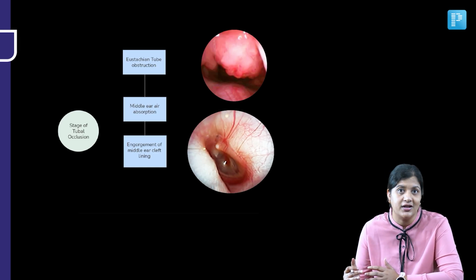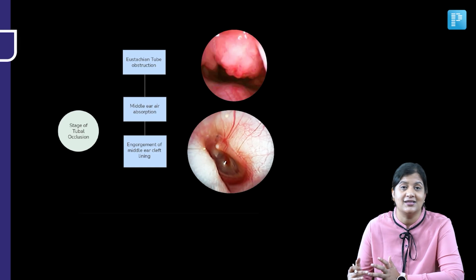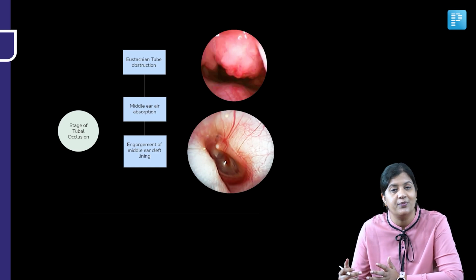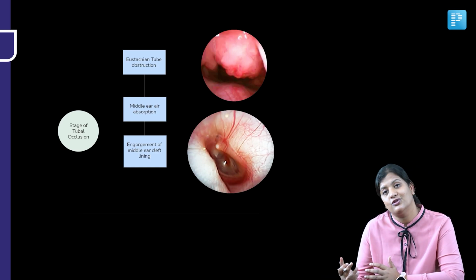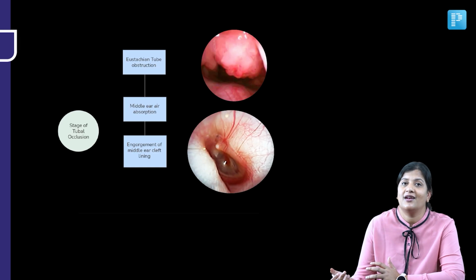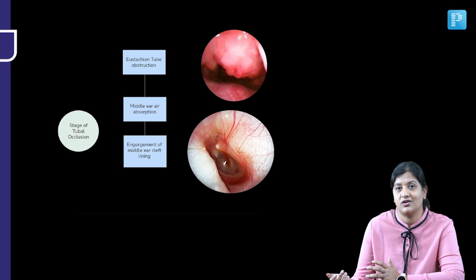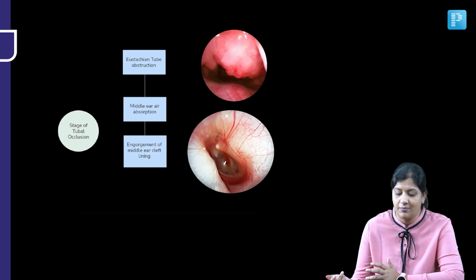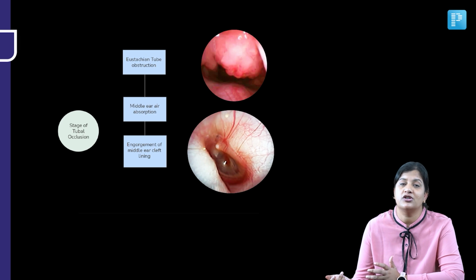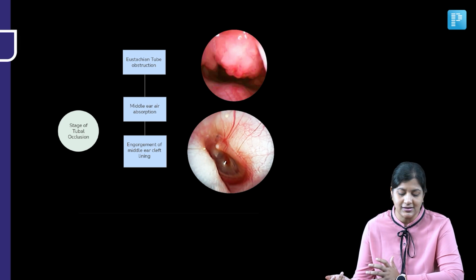There is some pathology in the nose or nasopharynx that is not letting the eustachian tube get ventilated. So when the eustachian tube is not getting ventilated, what would happen to the middle ear pressure? There would be a negative middle ear pressure. And negative middle ear pressure would result in what? It would result in symptoms.